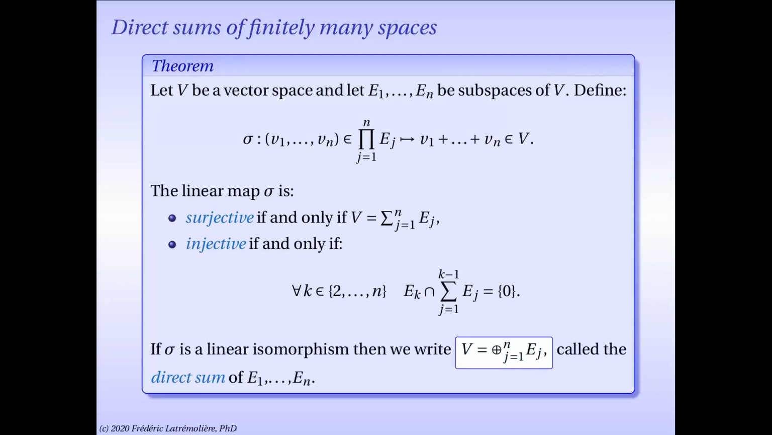So whenever those two conditions are met, that is, whenever sigma is a linear isomorphism, then you can again write your vector space as the direct sum of E1, E2, etc., En, and again you use this little plus symbol with a circle around it. So let's prove this result. We're going to do that in several steps.